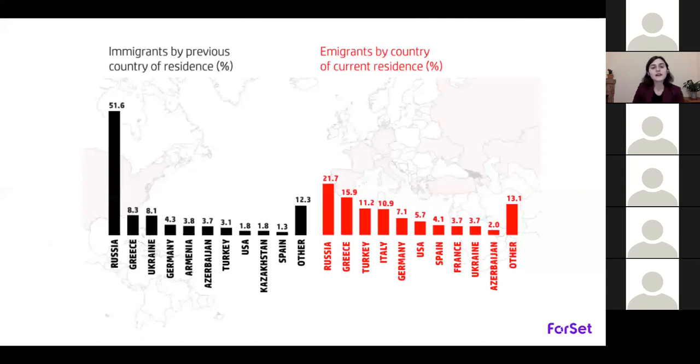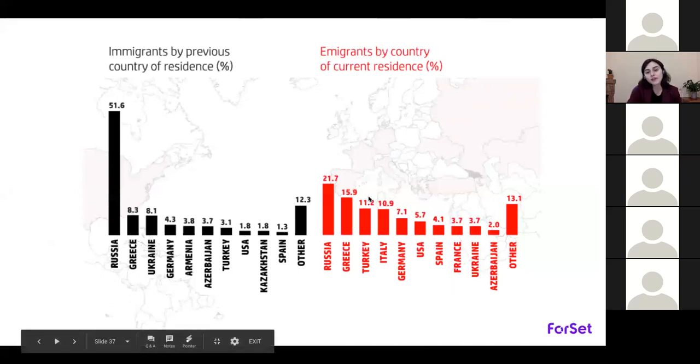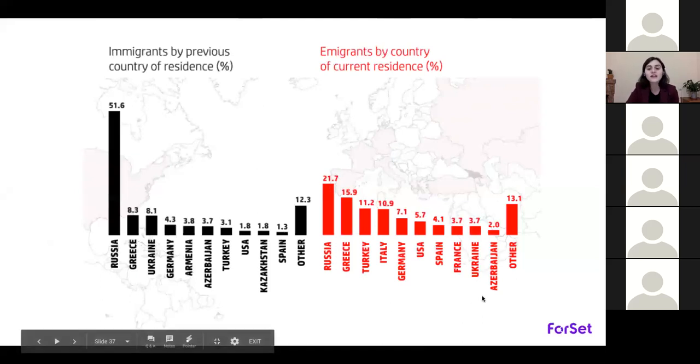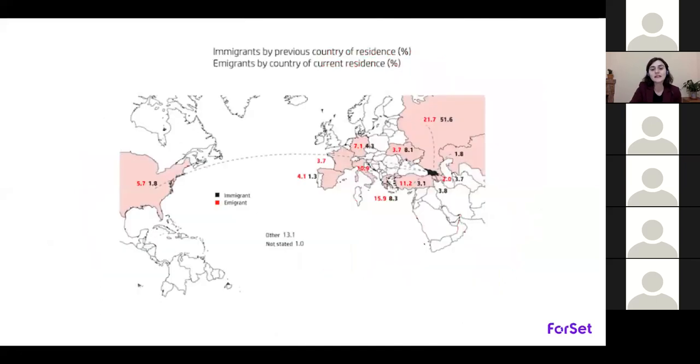When you look at the chart, you can see the general trend for emigration, that Russia is the number one country, followed by Greece. You can do the same for immigration, that Russia is also the number one country. However, the difference between Russia and Greece in the case of immigration is not as huge as in the case of emigration. So you get the message much more easily than in this case. So maps are not always the best way to visualize the country data.